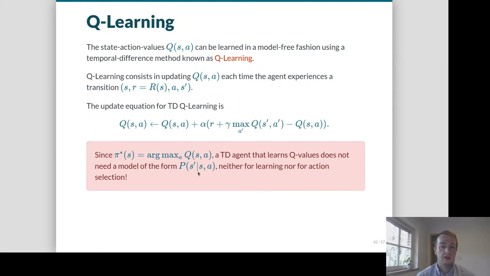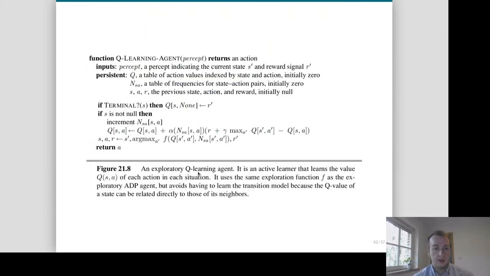We have not had to build explicit models for the transition or the reward functions. And only from these Q values, we'll be able to derive the optimal policy, and we'll be able to improve them through this algorithm. And so the final algorithm that you arrive at is the following, which in the textbook is called the Q learning agent, which receives at each step a percept, then returns an action. The percept that the agent receives simply indicates the current new state S prime and the reward signal R prime.